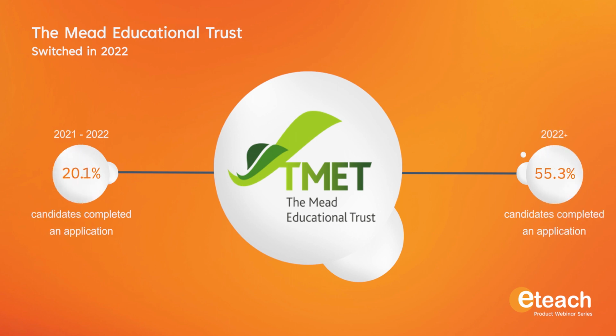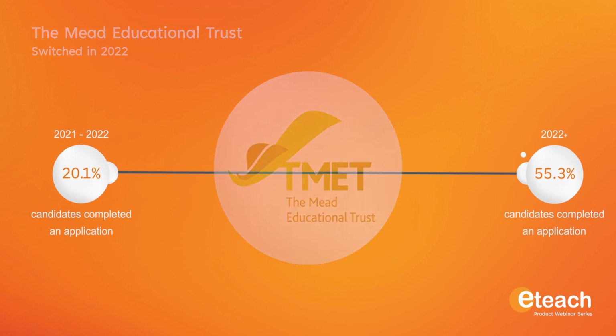They moved to the online application form, of which in the shorter period of time they received 1,933 candidates who started the application, of which 1,068 candidates submitted a completed form. We can see the difference in numbers here. 20% with a downloadable form jumped up to a massive 55.3% of candidates that completed the online application form.